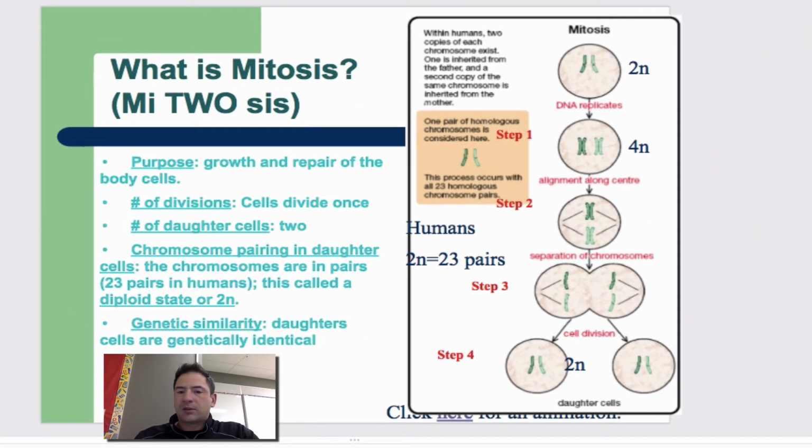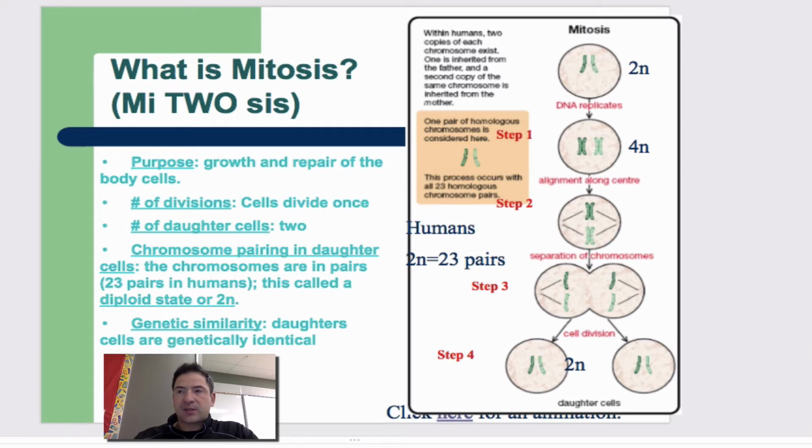Hi folks, in this video we're going to be talking about the steps involved in the cell division of mitosis. Also we're going to compare and contrast both the process of mitosis and the process of meiosis.